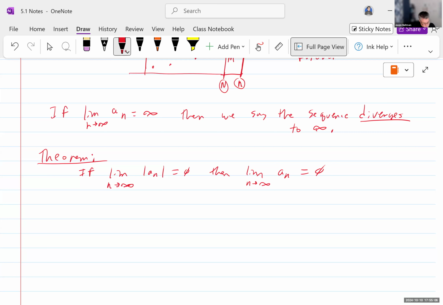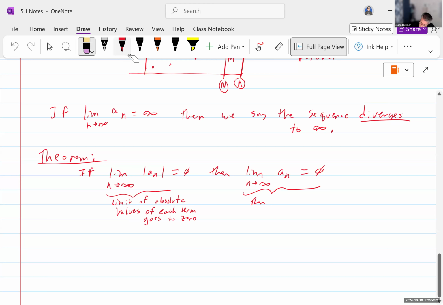Okay, let's calculate some limits. So this is saying that if the limit of the absolute values of each term goes to 0, then the limit of the original sequence goes to 0.